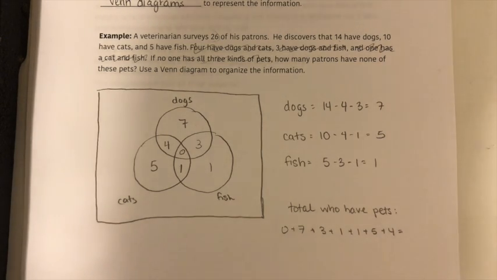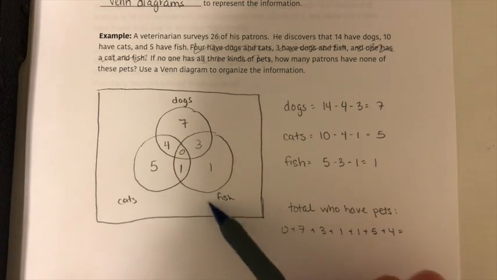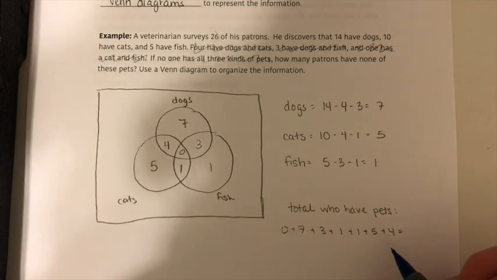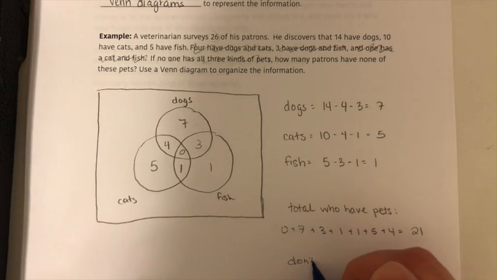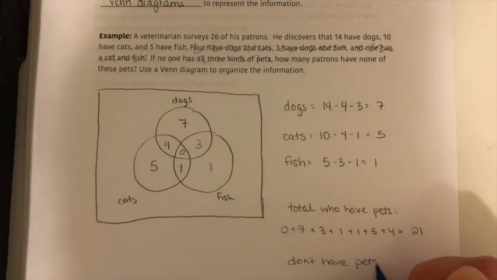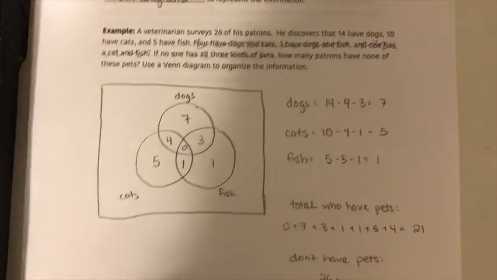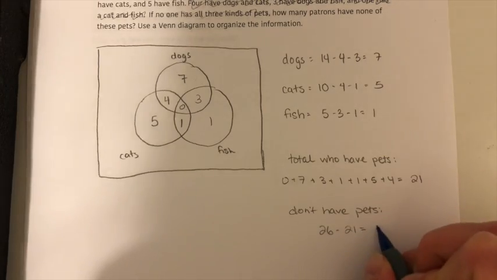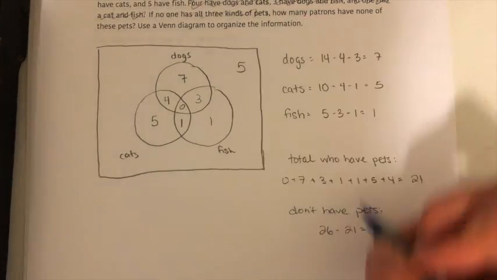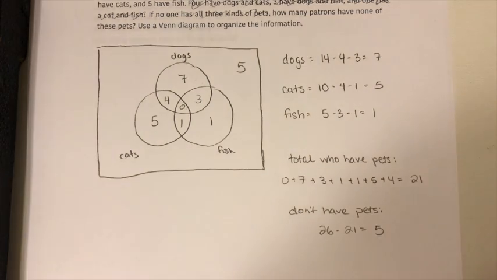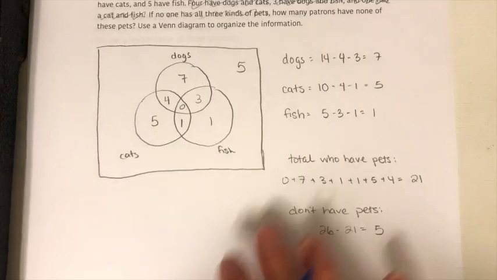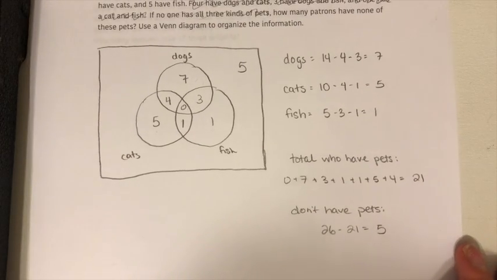And that gives us all of our regions. Great. You could kind of scratch them out as you go if that makes it easier for you. Either way, we add that up and we get 21 people who have pets. Okay. So the people who don't have pets are going to be the 26 that he surveyed minus the 21 who do have pets. So there's going to be 5 outside of the circles that represent the people who have animals.